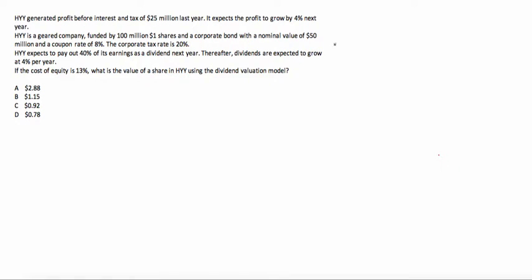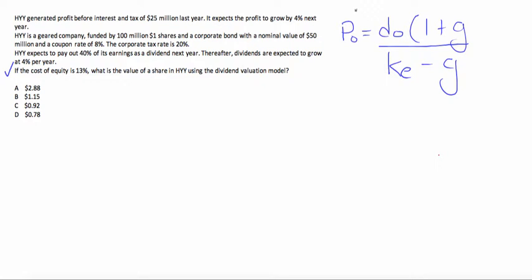If we start off with the requirement on this question, it says, if the cost of equity is 13%, what is the value of a share in HYY using the dividend valuation model? And if you remember, the dividend valuation model has a formula of P0 equals D0 (1 plus g) over Ke minus g, where P0 is the share price, D0 is the current dividend, g is your growth in dividend, and Ke is your cost of equity.